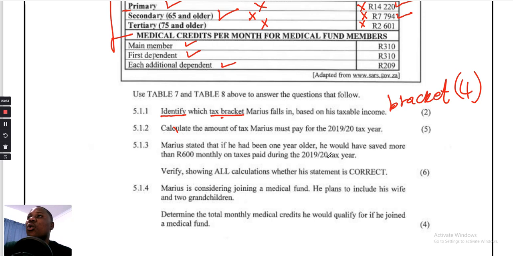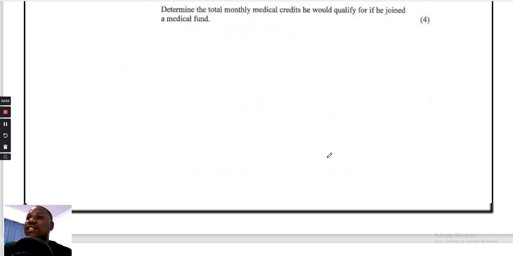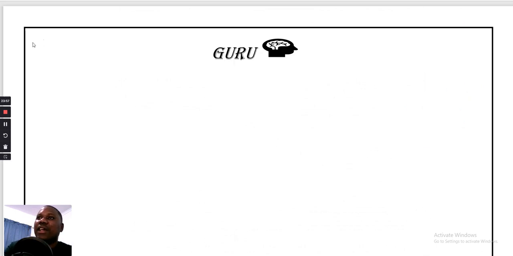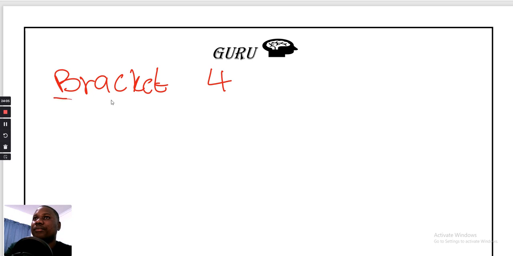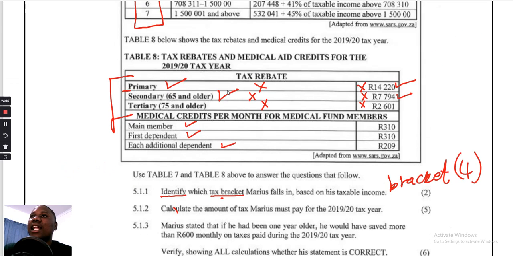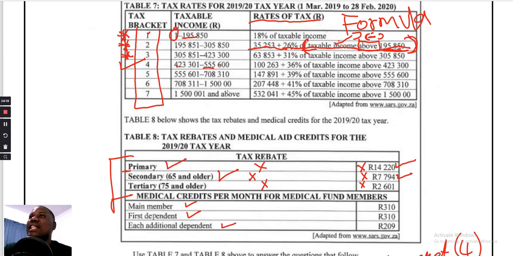Right. So we have identified the bracket. Let me go down. Okay, I'm going to go to this page. We have identified the bracket, so we're going to start like this. It is bracket number 4. So we have seen that he falls in bracket number 4. Now what are we going to do? We are now going to check the rate of tax for bracket number 4. This one.